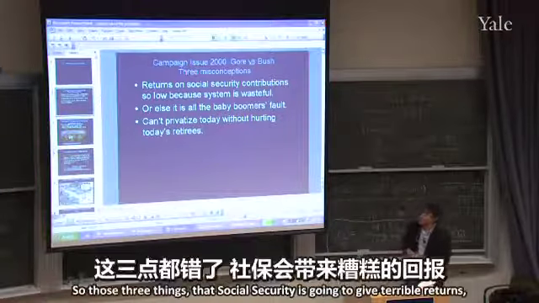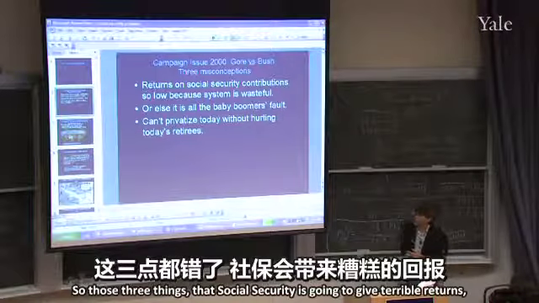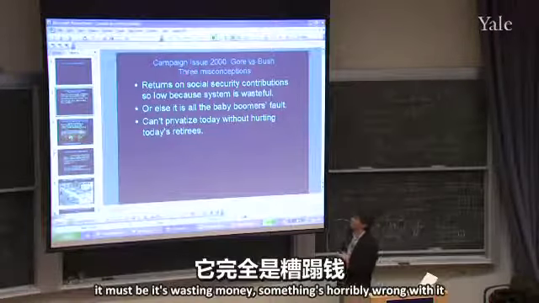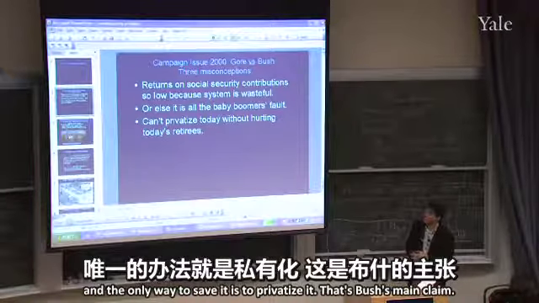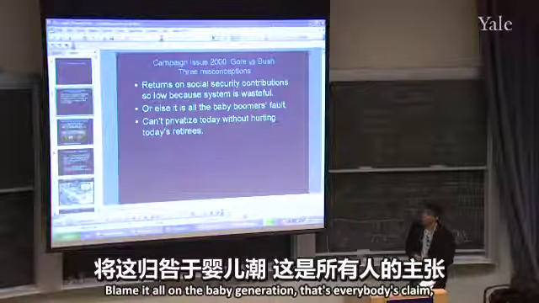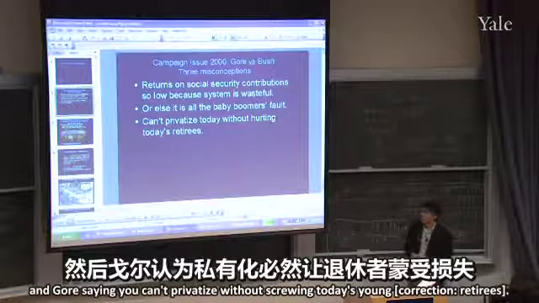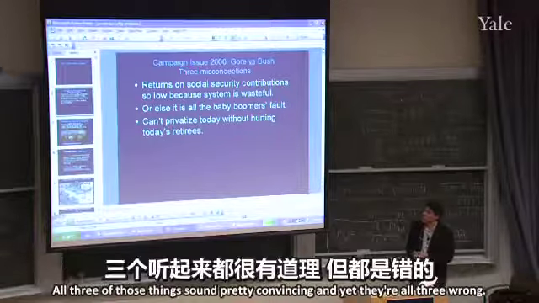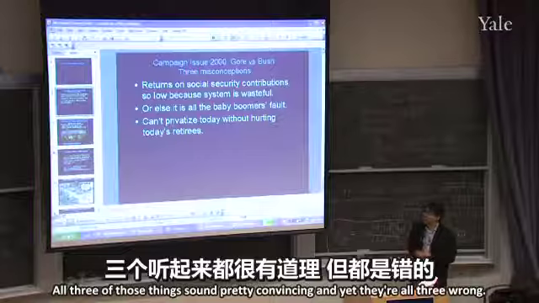So those three things: that Social Security is going to give terrible returns, that it's wasting money, that something's horribly wrong with it, and the only way to save it is to privatize it. That's Bush's main claim, blaming it all on the baby boom generation. That's everybody's claim. And Gore saying you can't privatize without screwing today's young. All three of those things sound pretty convincing, and yet they're all three wrong.